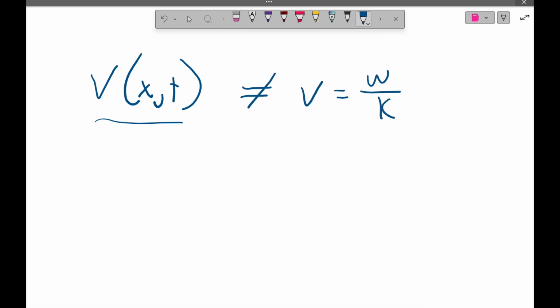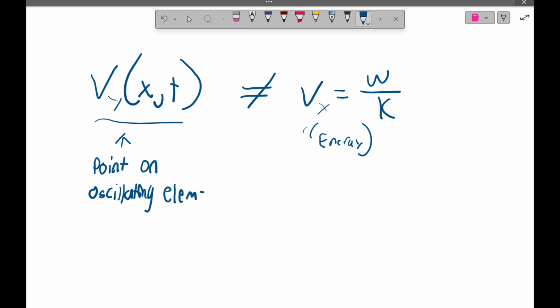These are two very, very different things. This is in the x direction, and this is in the y direction. This is of the wave's energy, or the wave itself traveling. This is a physical point on an oscillating element, whether it's a rope or a jump rope or a string. I don't care. I'm talking about a physical location on the vessel. Okay? So I hope that makes sense.